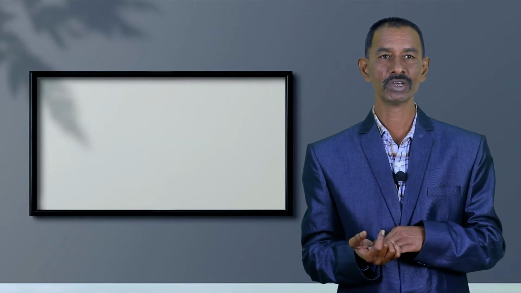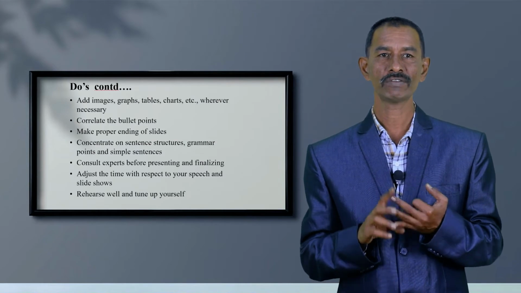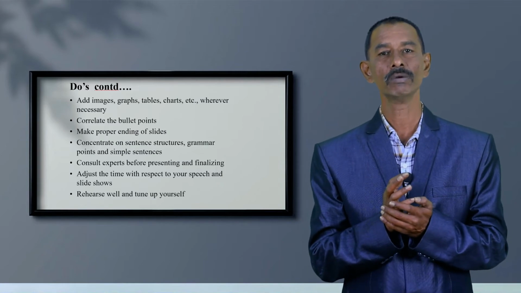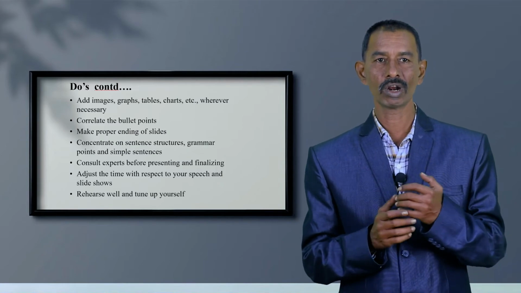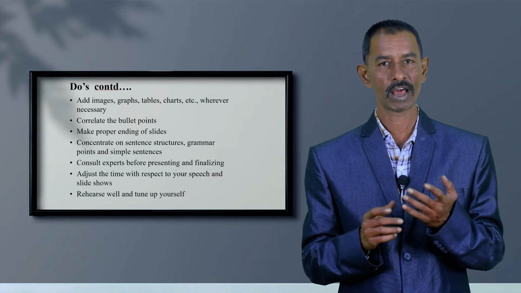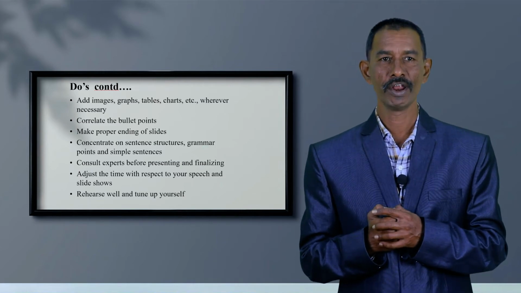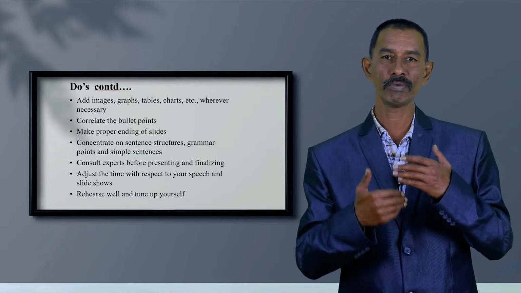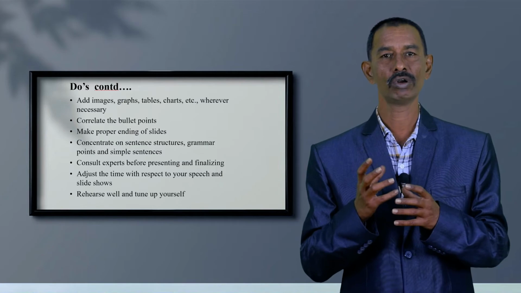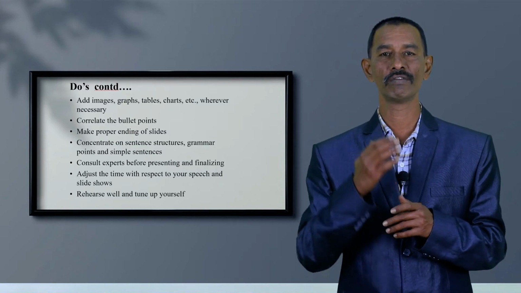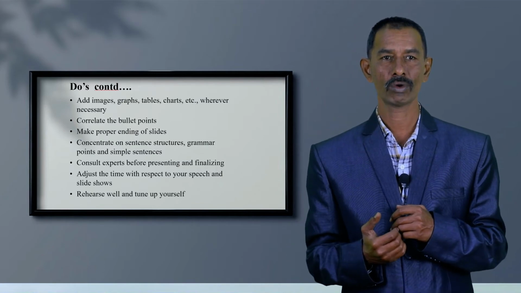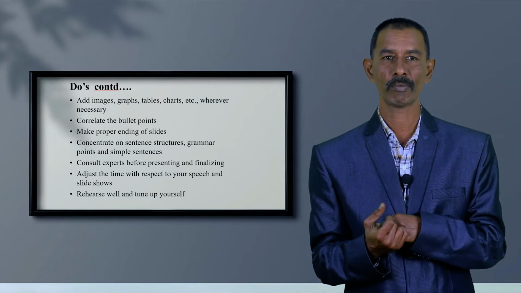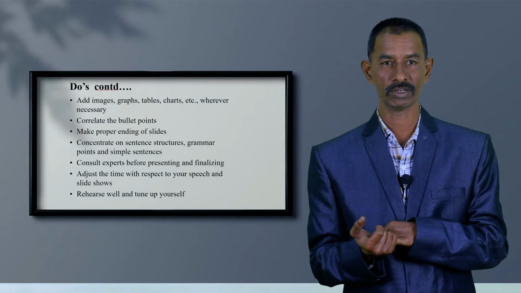Now, the next is to add images, graphs, tables, charts, etc. wherever necessary, as we have already discussed before. Next, correlate the bullet points that I have already told you about. Make a proper ending of slides. The slides should not be jumbled in such a way that you are not in a position to give a proper ending. Concentrate on sentence structures, grammar points and simple sentences.